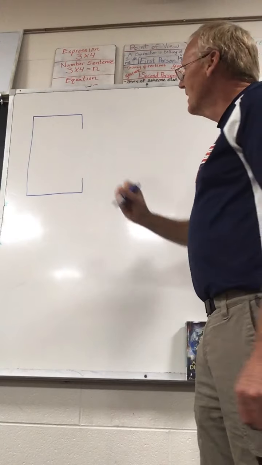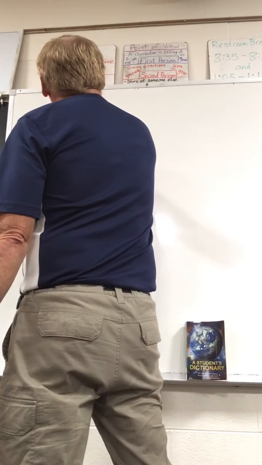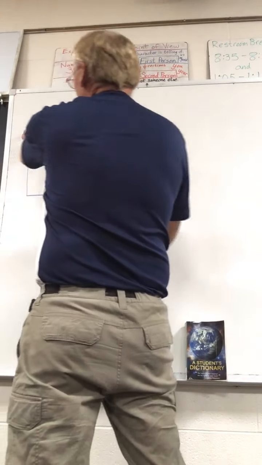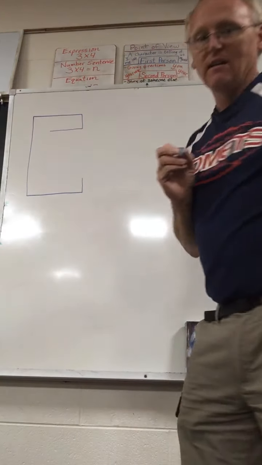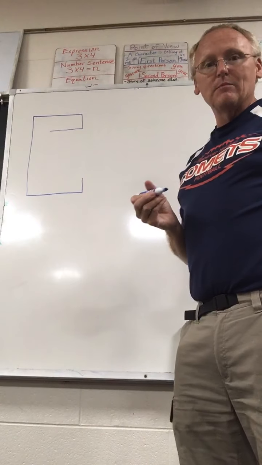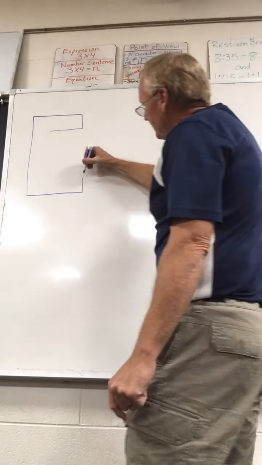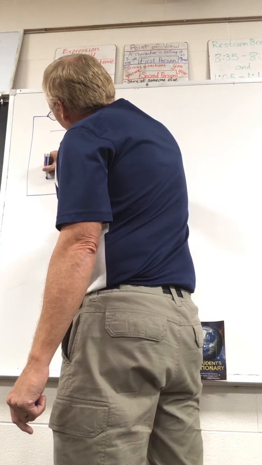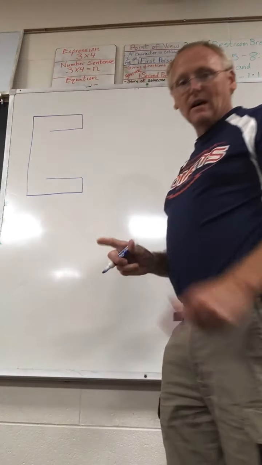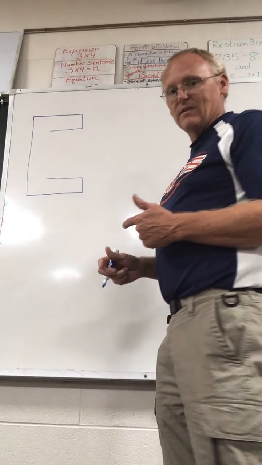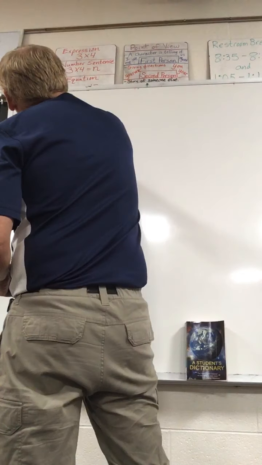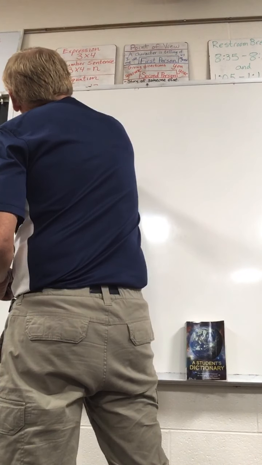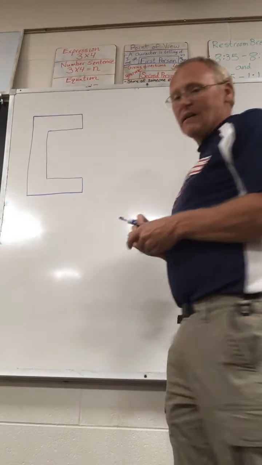Okay? Then from this end point, go in, but not all the way. Leave a gap about as wide as what we're going across there. And do the same thing at the bottom, trying to keep it symmetrical. Okay, now connect your two end points that you have inside. Okay, so there you have your block C.